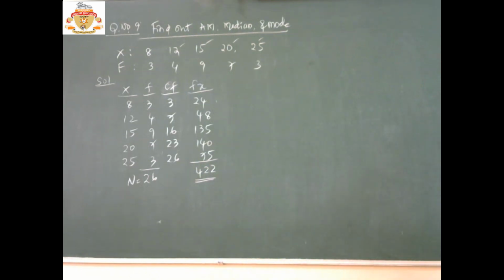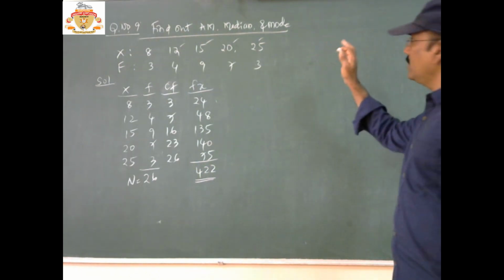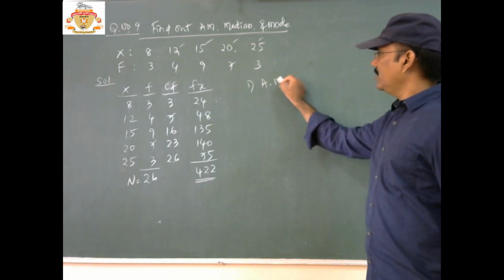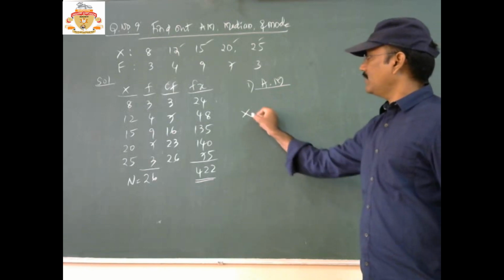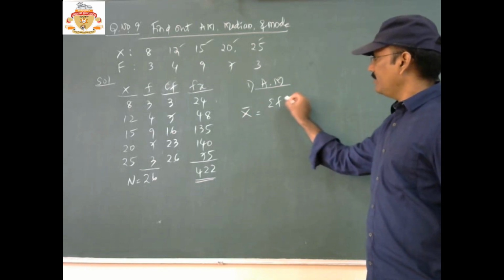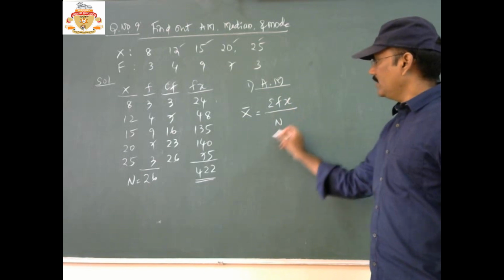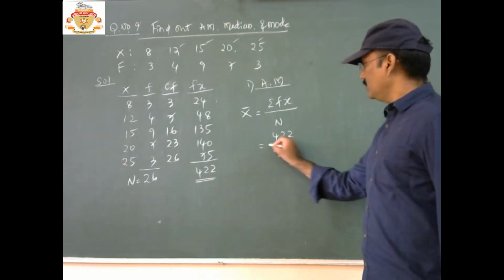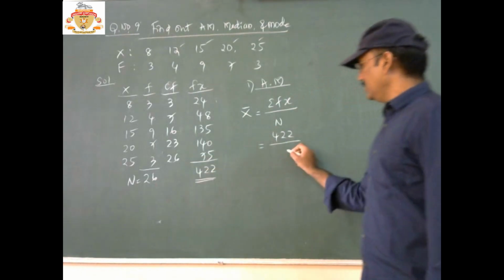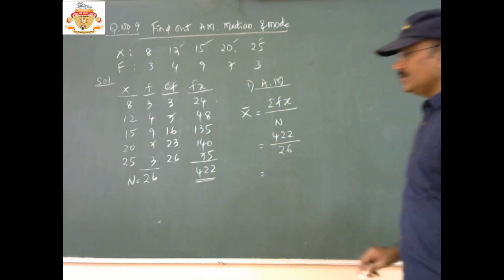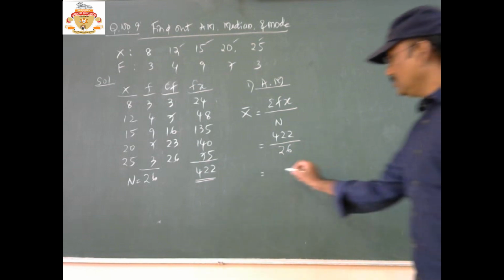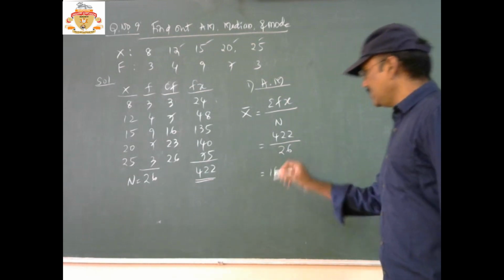Now what you have to find is the arithmetic mean, median and mode. I will do one by one. First is the arithmetic mean. The formula for the arithmetic mean is the summation of f into x divided by n. The summation of f into x is 422, and n here is 26. So 422 divided by 26 is 16.23. 16.23 is the answer.